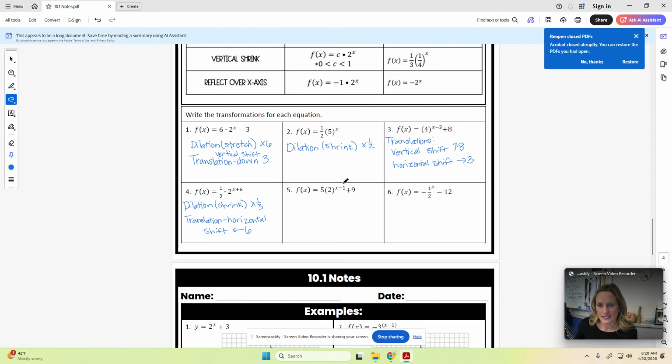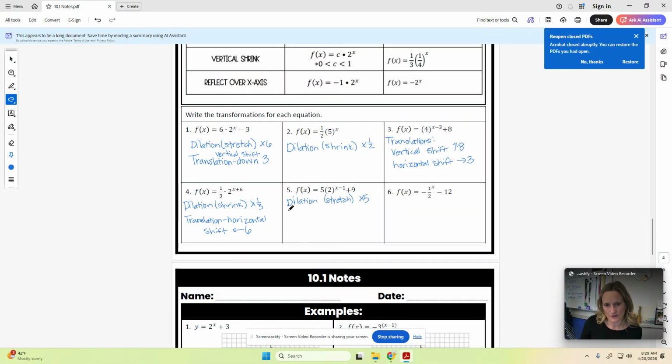This function has a dilation of 5. The parent function is the 2 to the x, so it's getting multiplied by 5, but we are also shifting it horizontally because of what's happening up here in the exponent, and vertically because of something being added on the end. So this 5 here is a dilation that is going to stretch our graph. I'm going to make it taller. Each y value is going to get multiplied by 5.